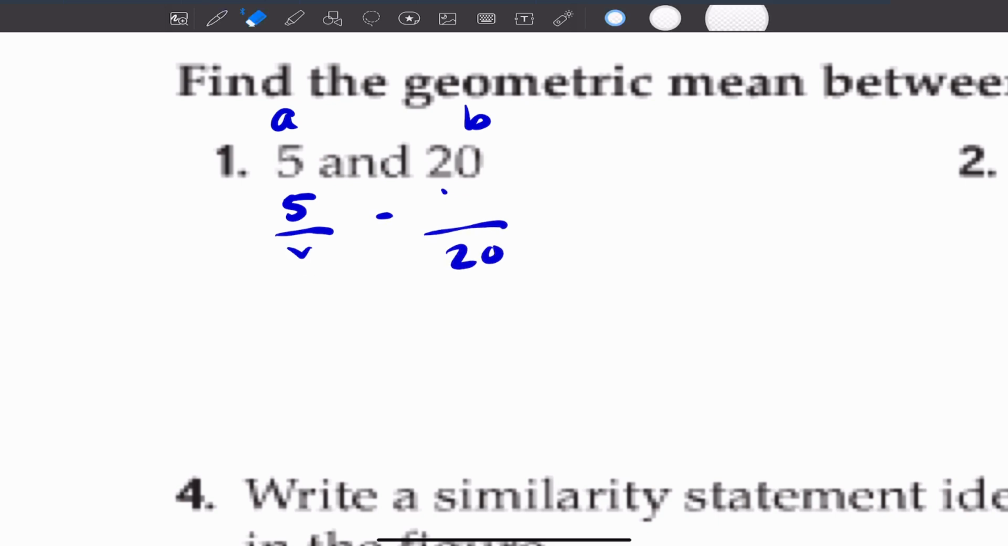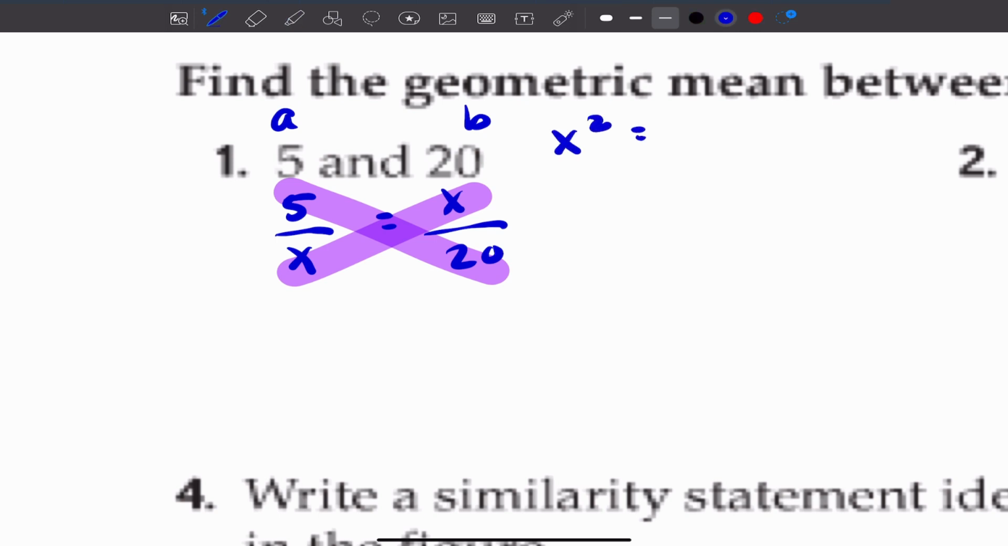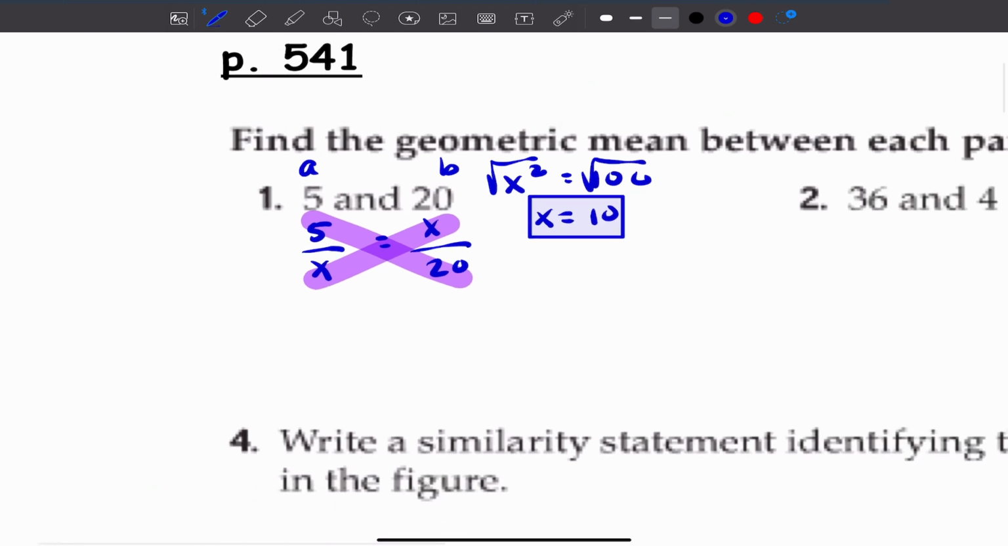You're going to cross multiply. That is not me cross multiplying, that's me erasing. Cross multiply, so x times x is x squared, and then we have 5 times 20. Well, 5 times 20 is going to give you a perfect square. So if I take the square root, x is 10, and 10 is the geometric mean between 5 and 20.